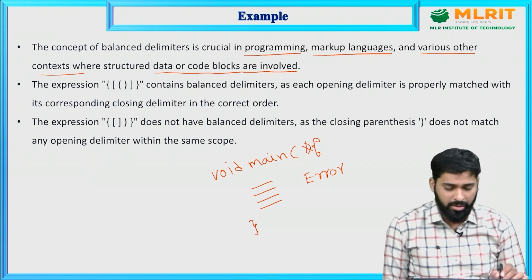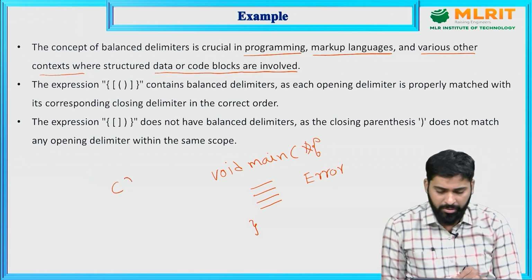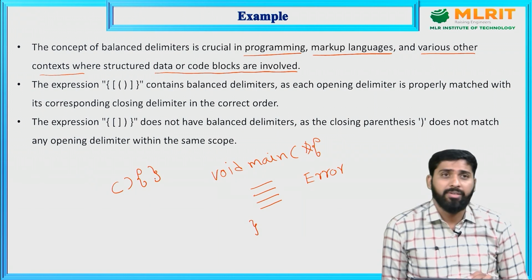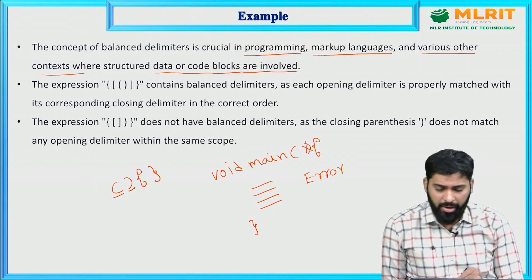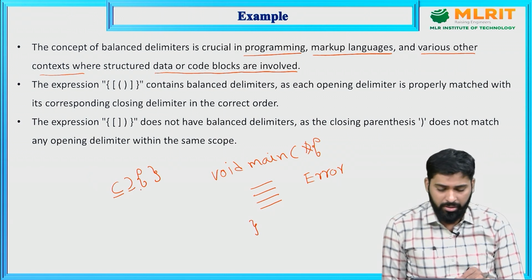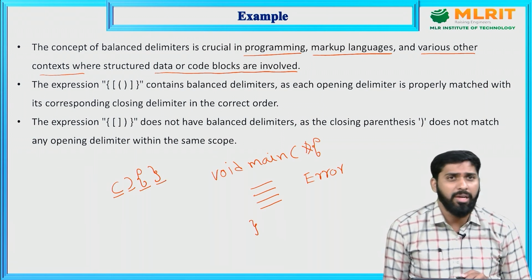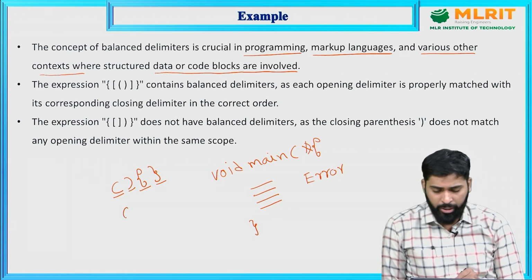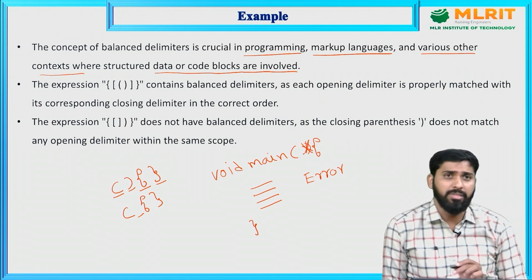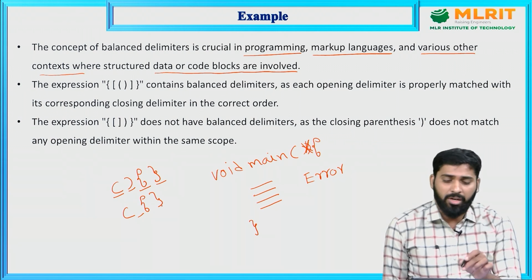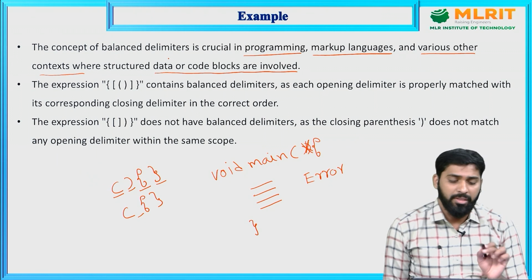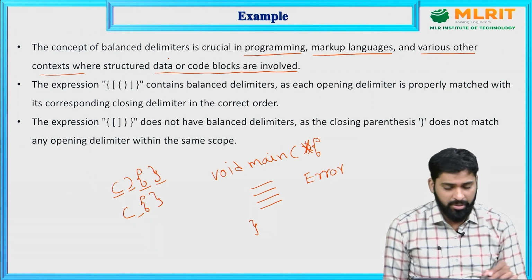Let us see how. This is the expression. This is the open bracket and it is closed with the same closing bracket. Here this is the flower bracket, the curly bracket, and it is closed with the same curly closing bracket. If we miss any bracket, let us assume I miss the closing bracket, then this expression is not balanced. So the concept of balanced delimiter is crucial in programming. This is the example.